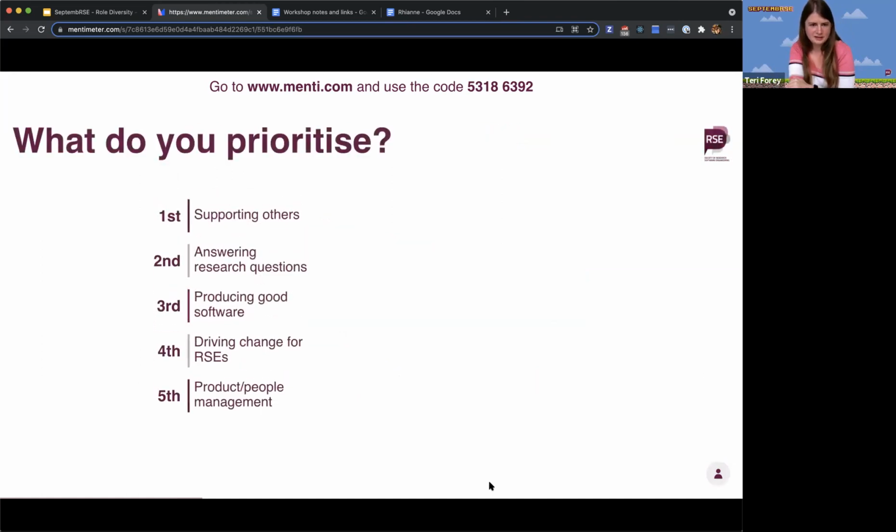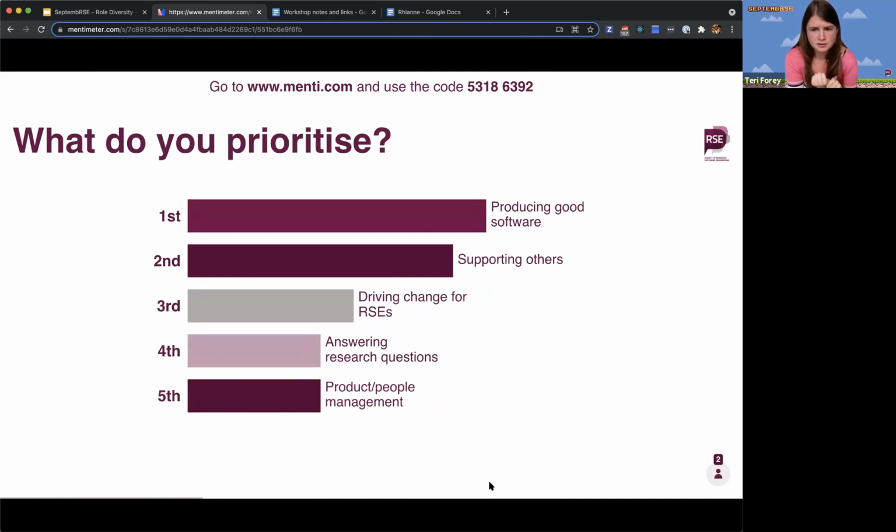And sort of last question on this section is, what do you prioritize? So we've got a bunch of choices here. Supporting others, could be any kind of support, answering research questions, producing good software, driving change for RSEs, or product/people management. You should be able to sort those into what do you prioritize.